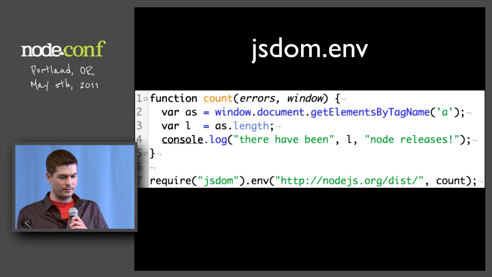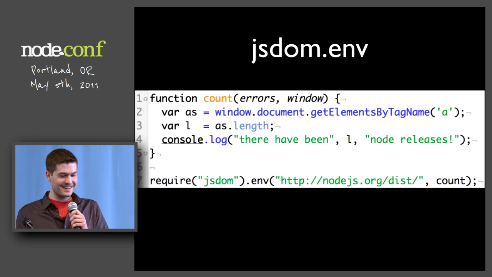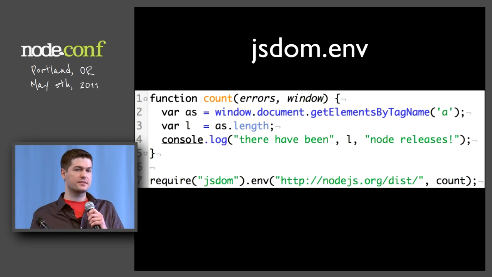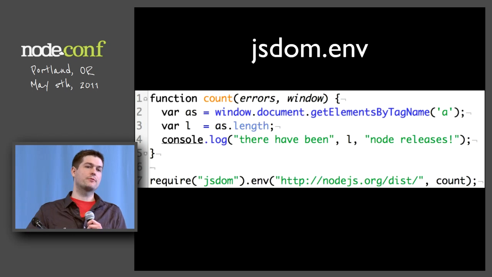Okay, so where was I? Oh yeah, the /dist page actually is just a list of node releases. And when it's done, when it actually fetches the content and parses it and puts it into a DOM, it will call back to the count function, where we have access to a window and a document and everything that you'd expect in a browser, except we're scripting it from the outside.